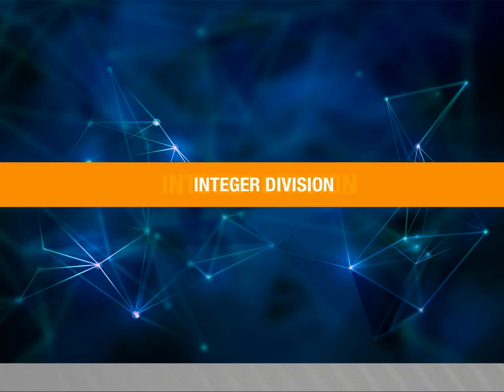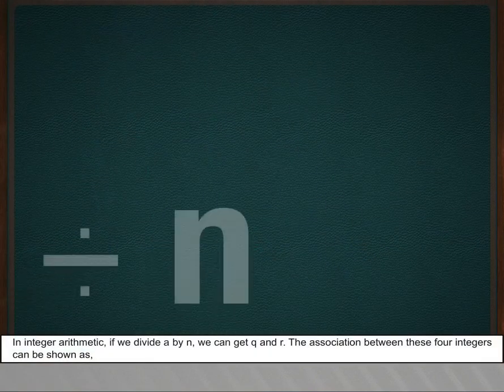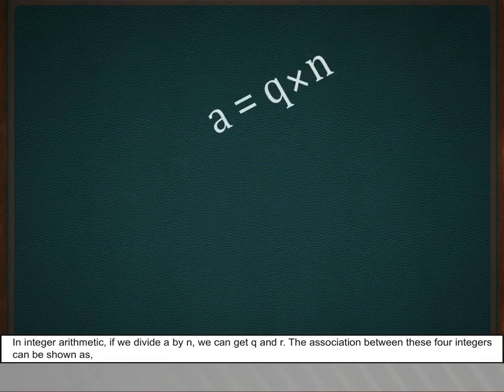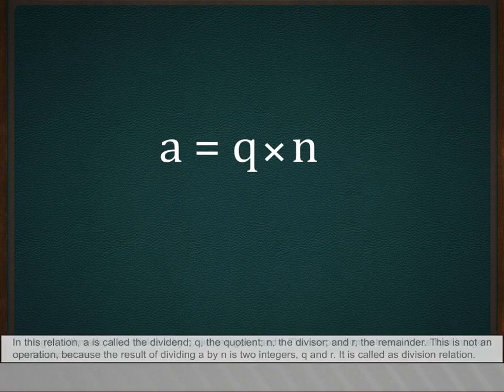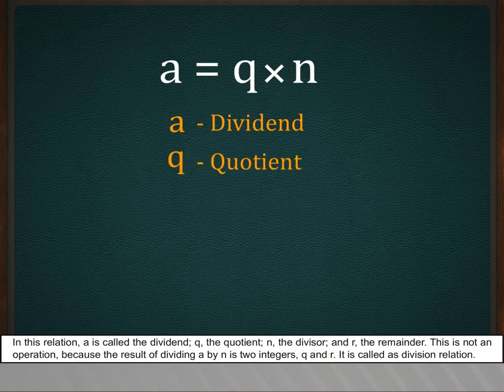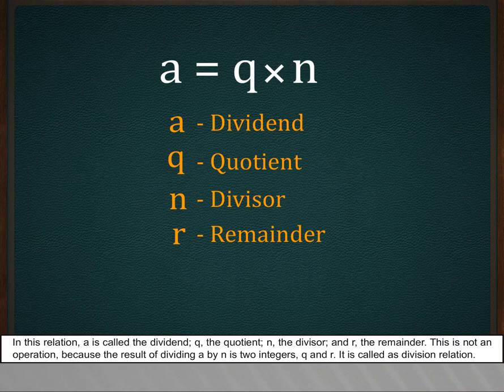Integer division. In this video, we are going to see about integer division. In integer arithmetic, if we divide A by n, we can get Q and R. The association between these 4 integers can be shown as A is equal to Q into n plus R. In this relation, A is called the dividend, Q the quotient, n the divisor, and R the remainder. This is not an operation because the result of dividing A by n is 2 integers, Q and R. It is called a division relation.